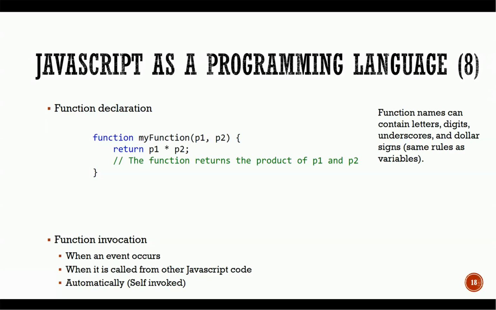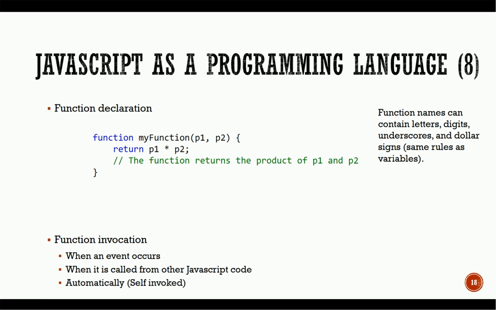Now we will talk about functions in JavaScript. A function is used to group code together so you can call it whenever you like. A function should perform a particular task. You write a function to avoid writing the same block of code many times when needed.